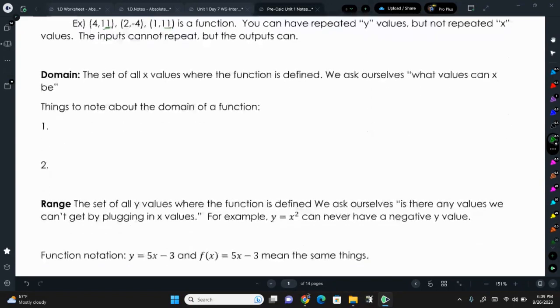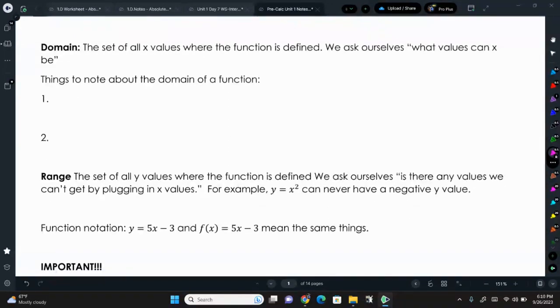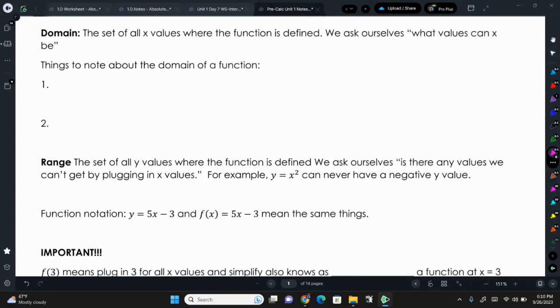When we look at domains, and we've talked about this a little bit before, there are two things we want to think about. Remember, the set of all x values where the function is defined is your domain. So we ask ourselves, what values can x be? Is there anything we can plug in for x that's going to give us a non-defined result? So one of the things is that we can't have a 0 in the denominator.